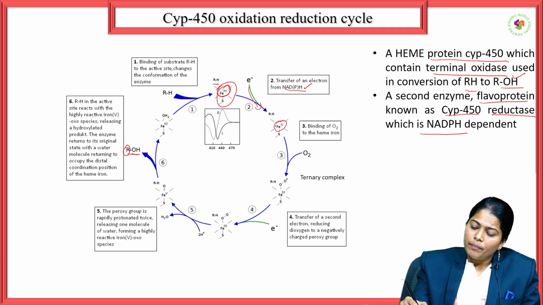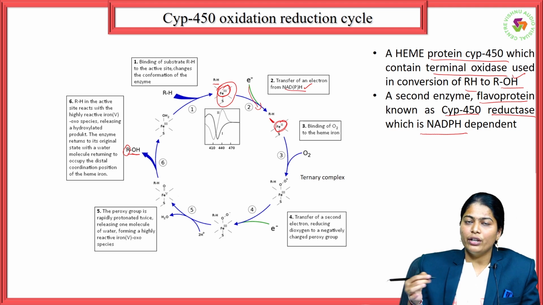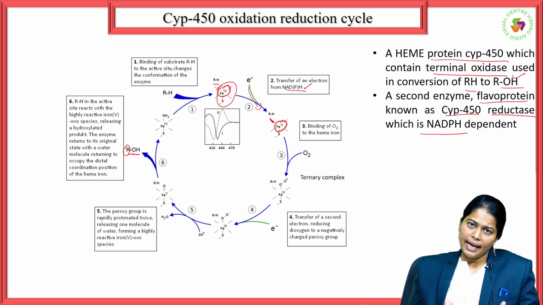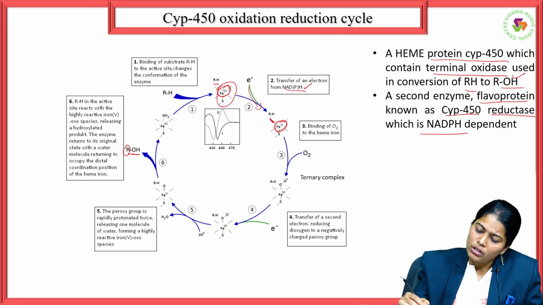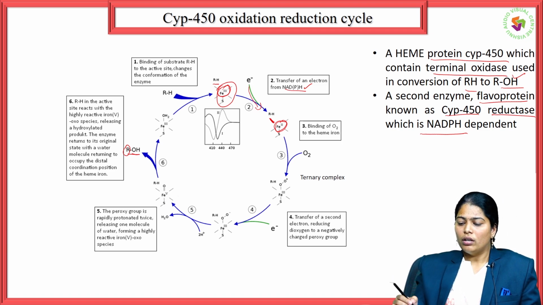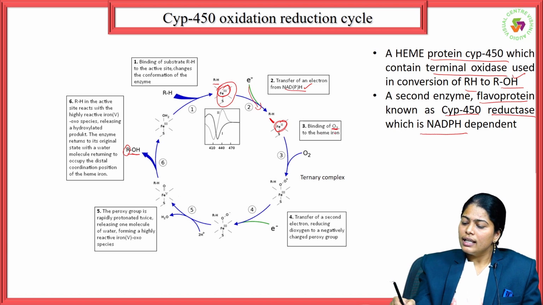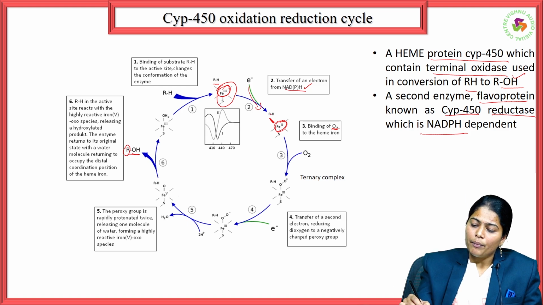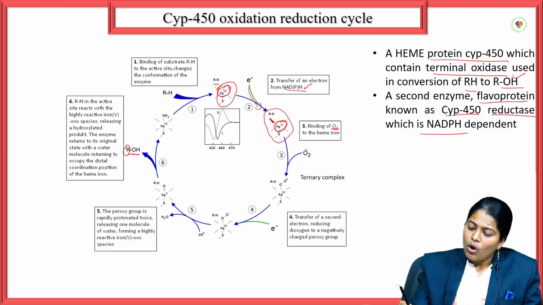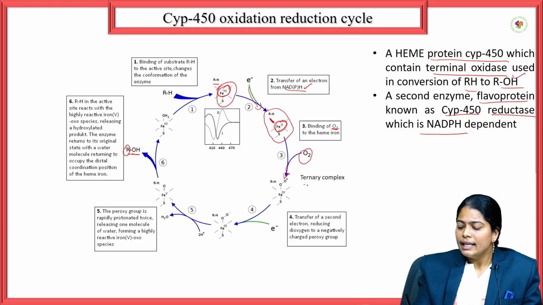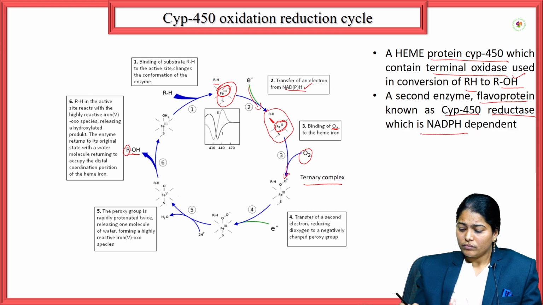So in this reaction, this RH, what is the substrate which we would like to detoxify? Mean to say the drug molecule, any. So which we would like to involve in the phase 1 reaction, which comes and binds with cytochrome P450. Later on, the binding of oxygen to the heme protein. So here, from the above conjugate, oxygen was attached, which forms a ternary complex.